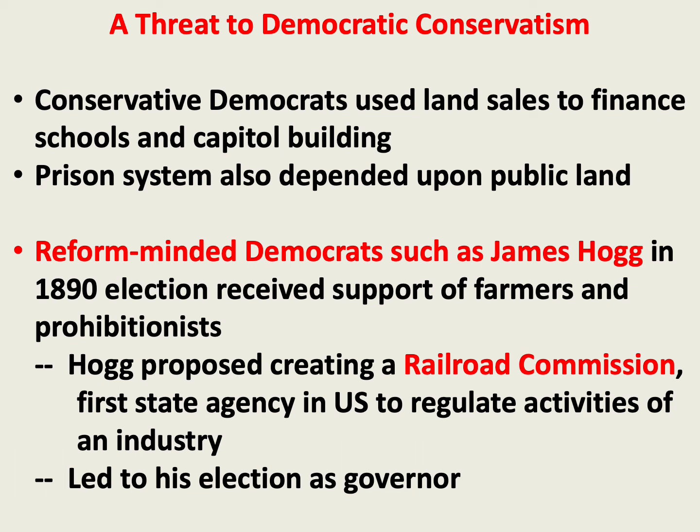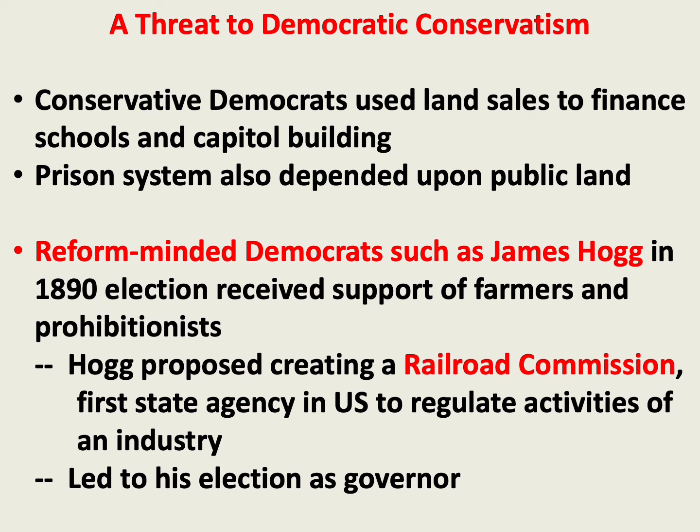Now, there were some threats to the Democratic conservative rule of Texas, even though Texas remained conservative Democrat throughout this period of time. As I mentioned before, the conservative Democrats sold public land to finance the Capitol building as well as state universities. The prison system was also set up on public land, not only land for the prison itself, but also land, agricultural fields on which the prisoners could work.